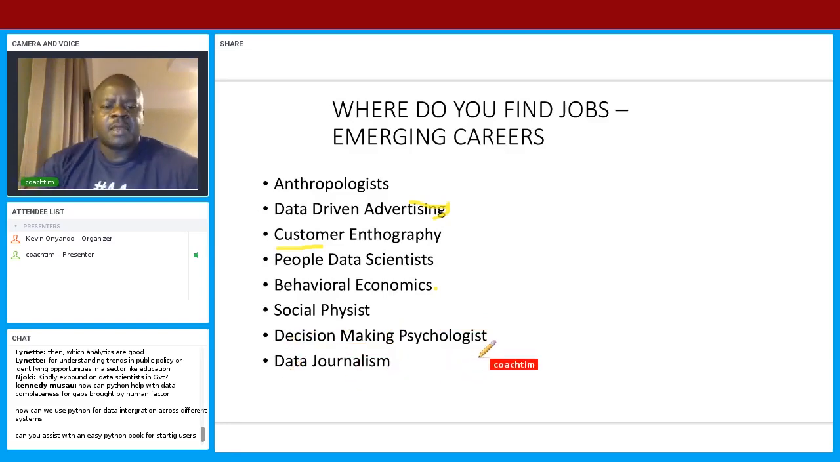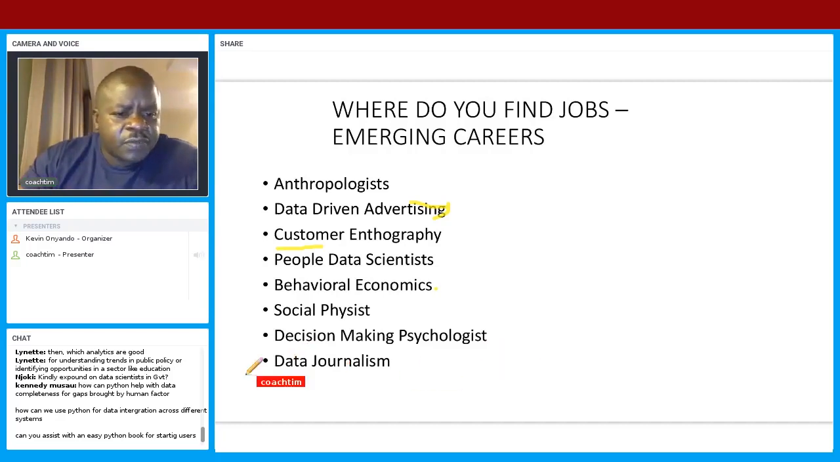We have social physicists, and data journalism, using data to write data stories. Nation Media has a platform called Newsplex, which again is a product of data journalism. So I think I've been able to answer a few questions based on that.